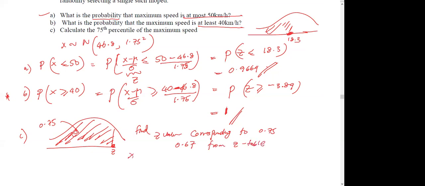So reverse process: x equals mu plus Z sigma. Answer is 47.97. How do you get this? x minus mu divided by sigma equals Z. So by cross multiplication, you can get this equation, and this is the answer. Because we find everything using the standard normal, then convert it to a normal distribution.